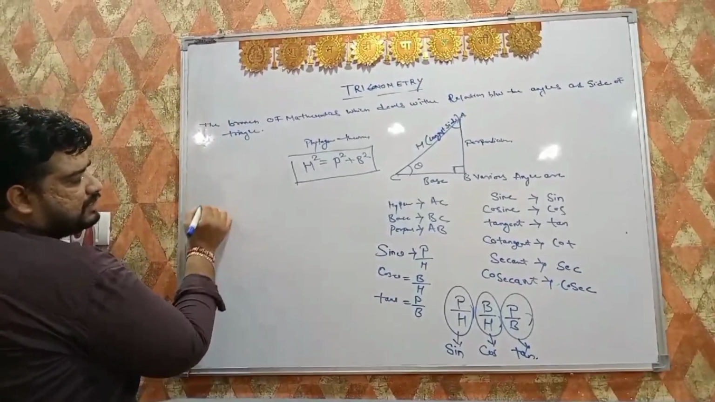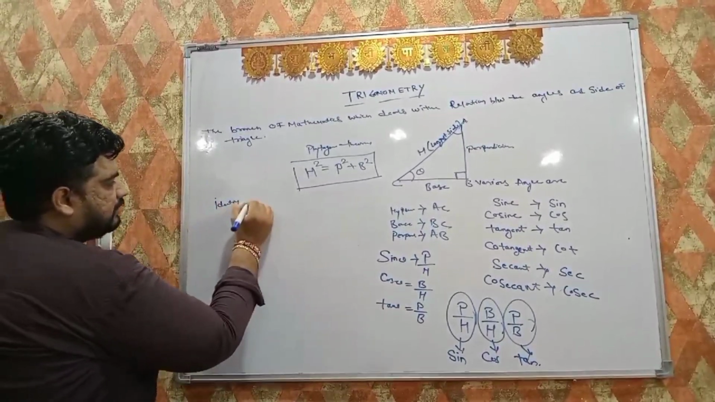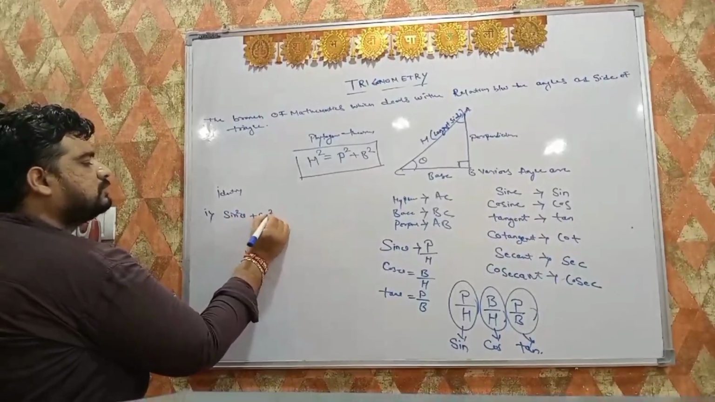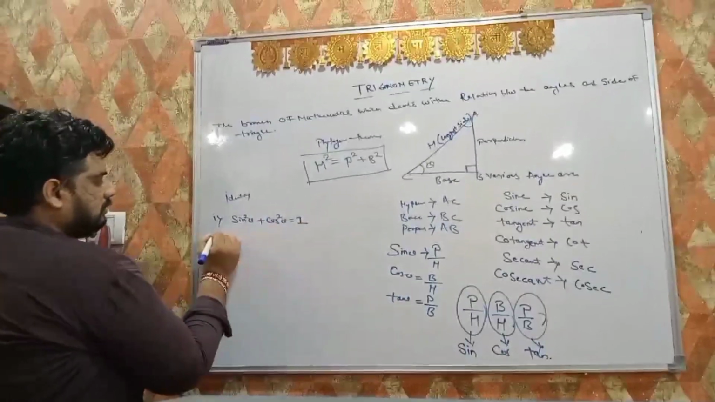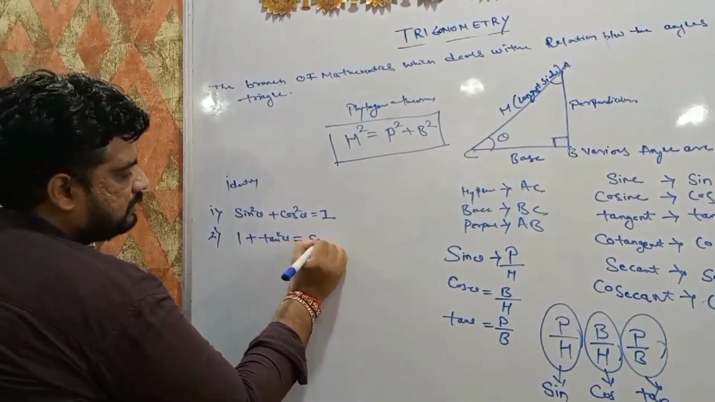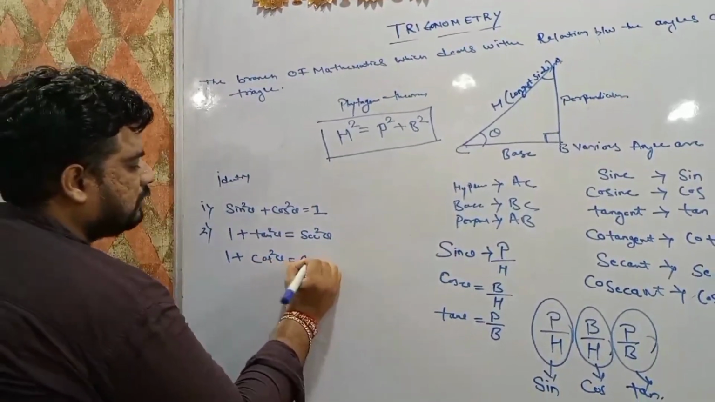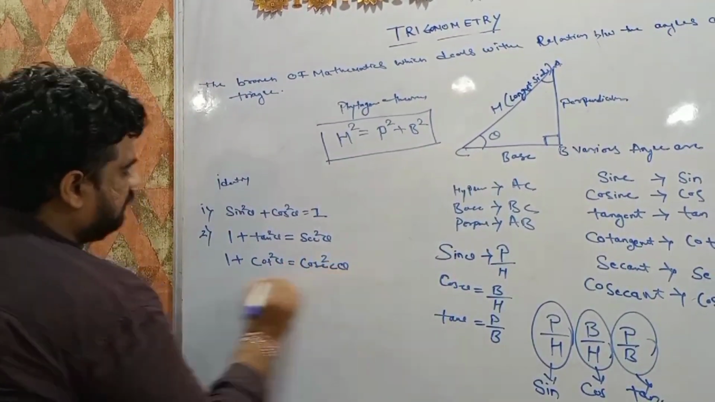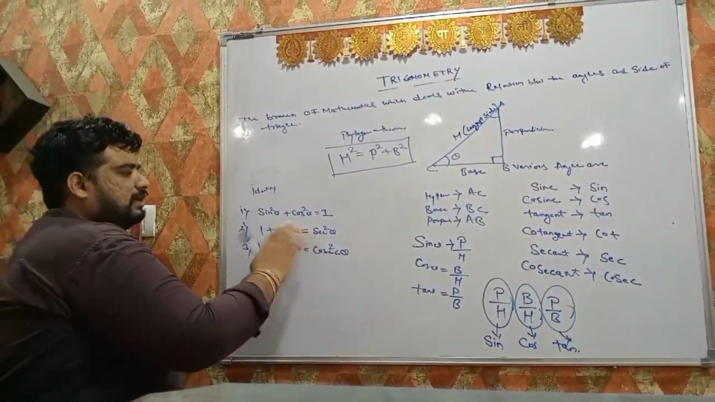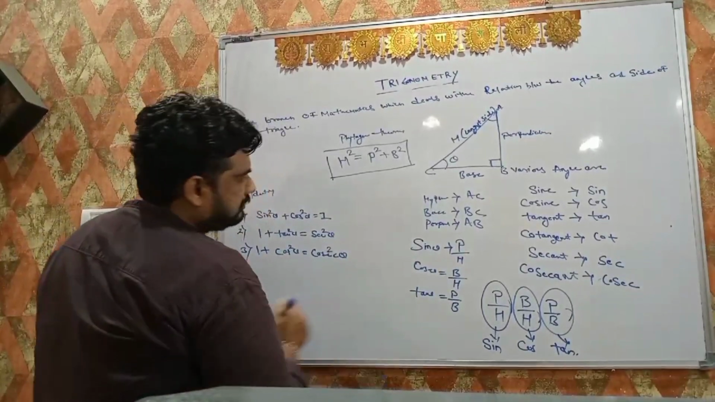There are various identities in trigonometry. Let us discuss the identities. First is sin square theta plus cos square theta is 1. Second is 1 plus tan square theta is sec square theta, and 1 plus cot square theta is cosec square theta. These are the three identities which we know and we can arrange them in order, basically for the question patterns.